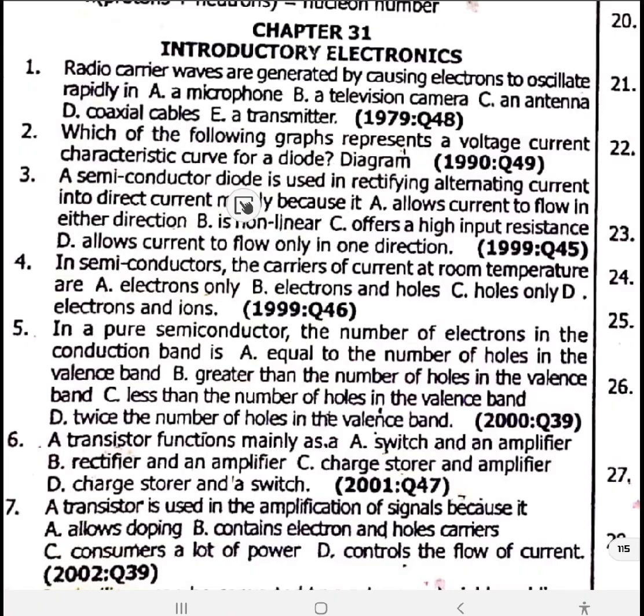3. A semiconductor diode is used in rectifying alternating current into direct current, mainly because it allows current to flow only in one direction. Option D. Number 4, in a semiconductor, the carriers of current at room temperature are electrons and holes. 5, in a pure semiconductor, the number of electrons in the conduction band is equal to the number of holes in the valence band.